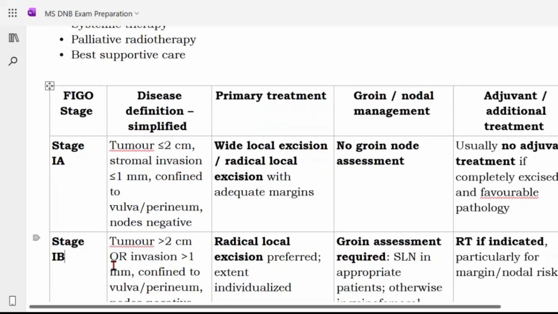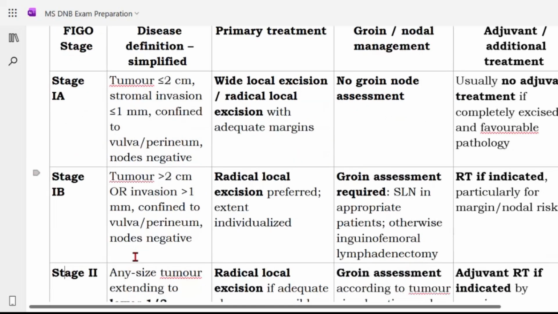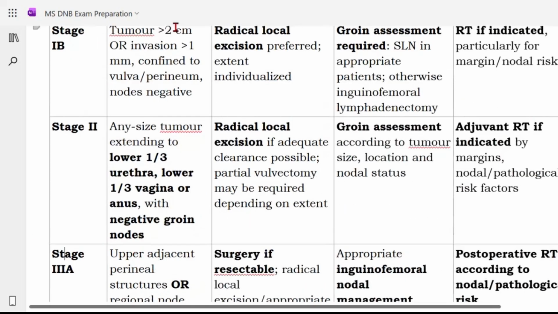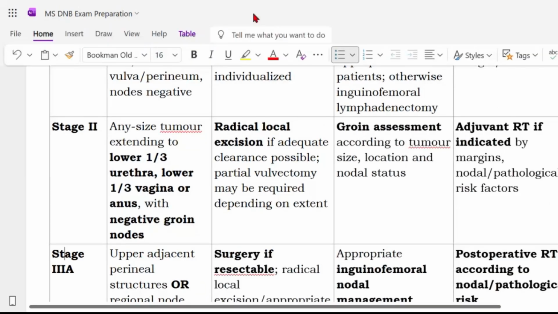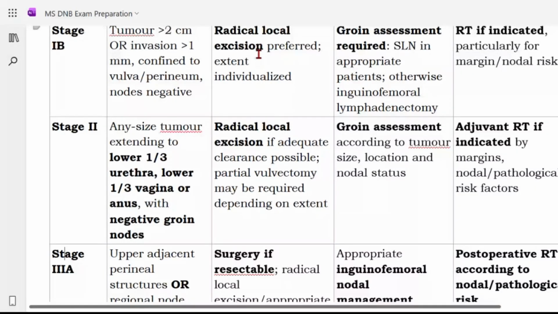Okay, now we will go for stage 1B, where either the tumor size is more than 2 centimeters or invasion is more than 1 millimeter. Here you have to go for radical local excision, which is preferred, and you will have to go ahead with the groin assessment. You do first sentinel lymph node biopsy, and then you decide about the inguinofemoral lymphadenectomy and radiotherapy if indicated, particularly if the margin is positive or if the nodes are detected.